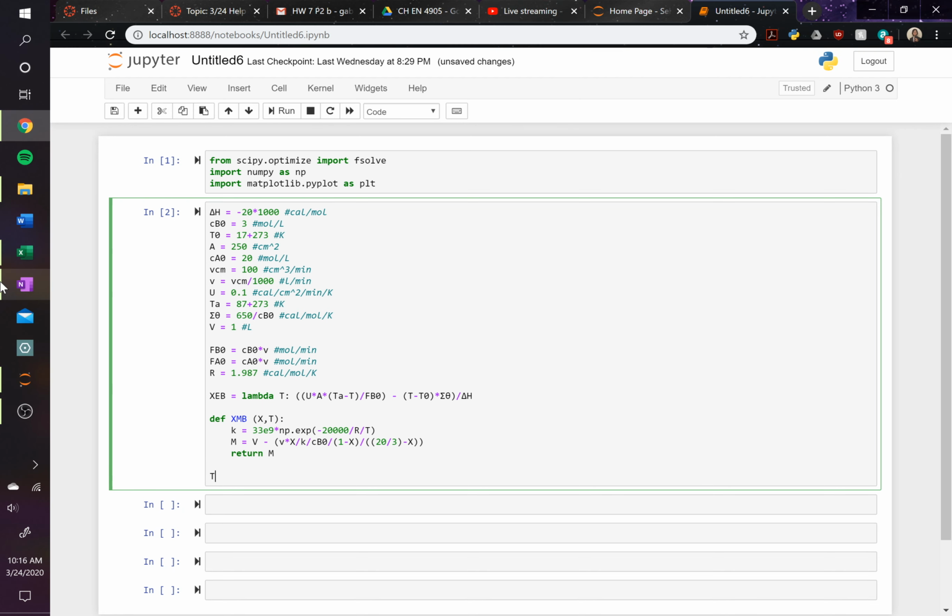All right, now I'm going to define T as a linspace between 300, no, what range should we tell it to work in?